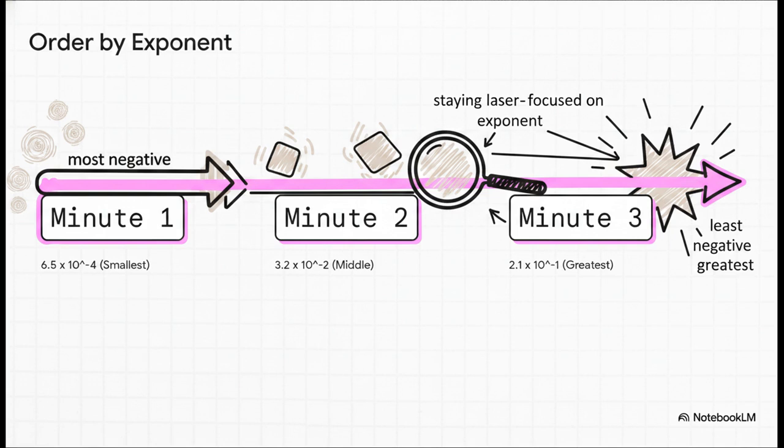Sequentially next is -2, so 3.2 times 10 to the -2 sits right in the middle. And finally, our least negative exponent is -1, which makes 2.1 times 10 to the -1 the greatest number in this whole shebang. Look at that. You just successfully ordered microscopic magnitudes.